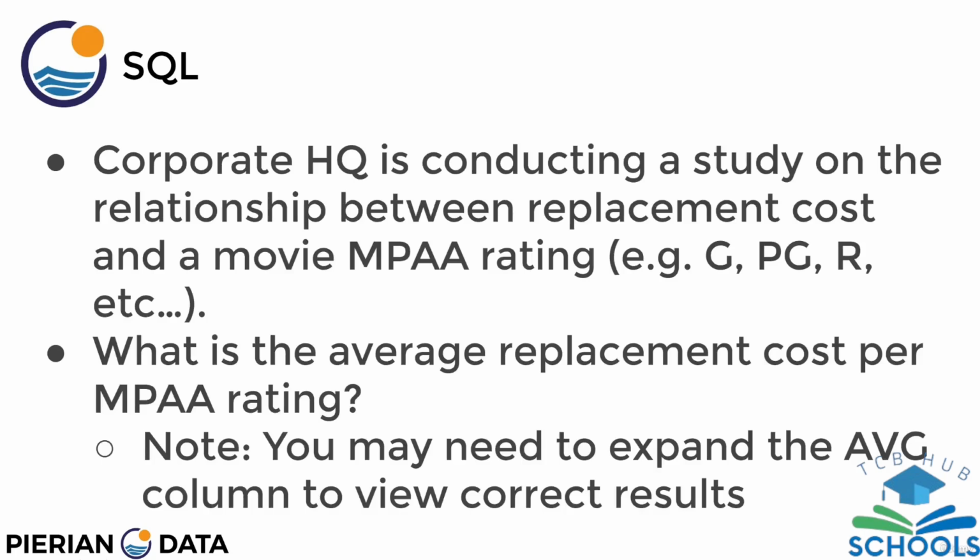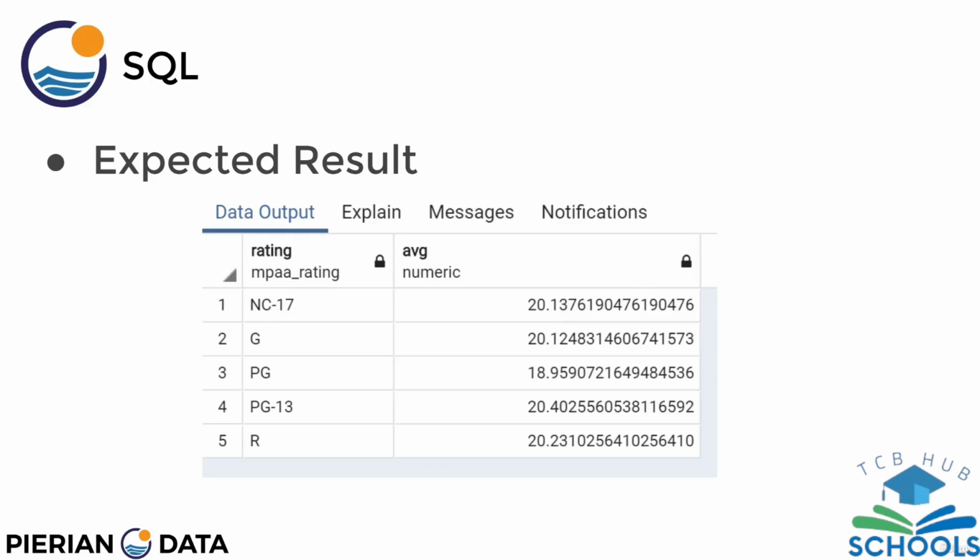Corporate headquarters is conducting a study on the relationship between replacement cost and the movie's MPAA rating. That is to say, its rating of G, PG, R, etc. What is the average replacement cost per MPAA rating? Note, you may need to expand the average column to view the correct results. Okay, here comes the expected result. So the expected result should look something like this. We have a rating, and then its associated average replacement cost per rating.